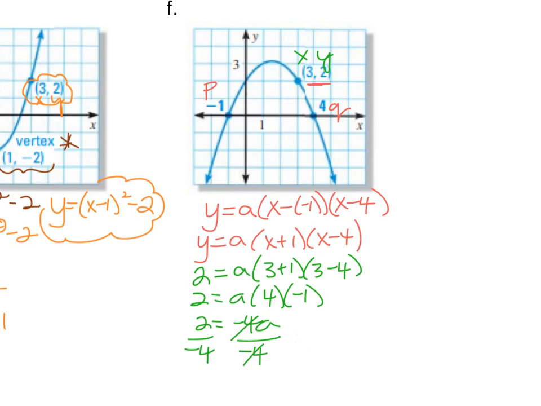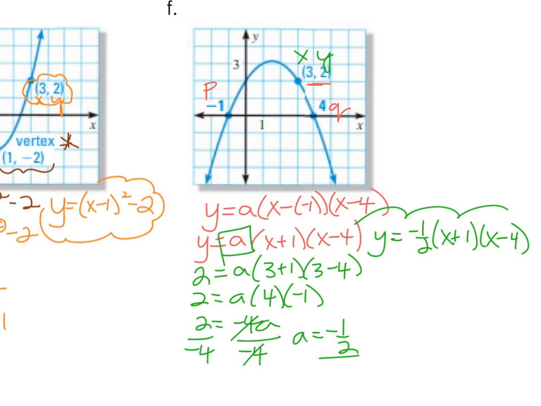negative 1/2 if we simplify that fraction. And I'm simply going to put that up here. y equals negative 1/2 times x plus 1 times x minus 4.